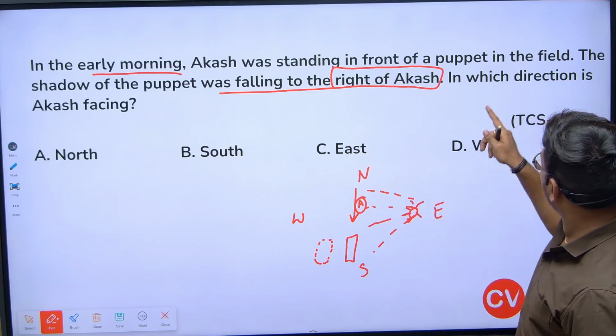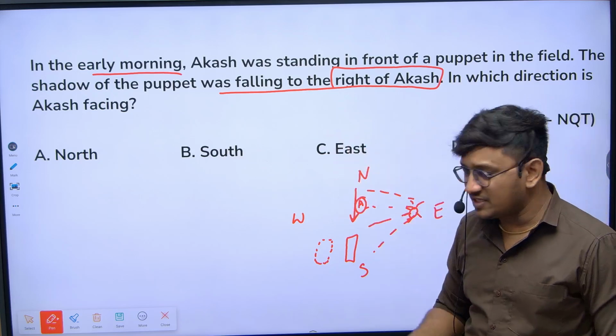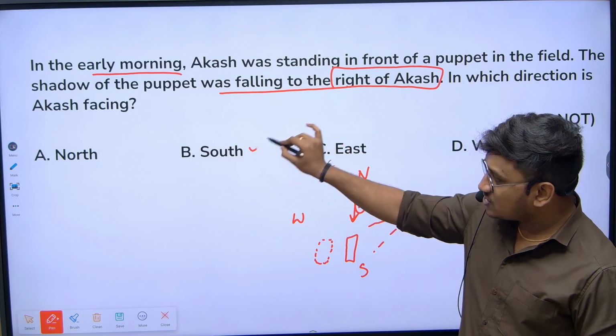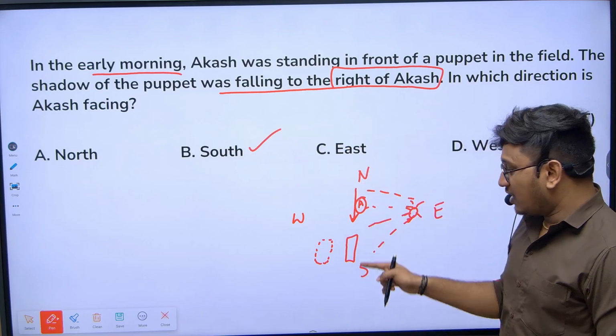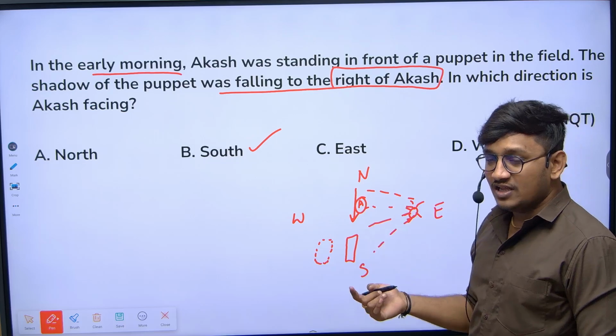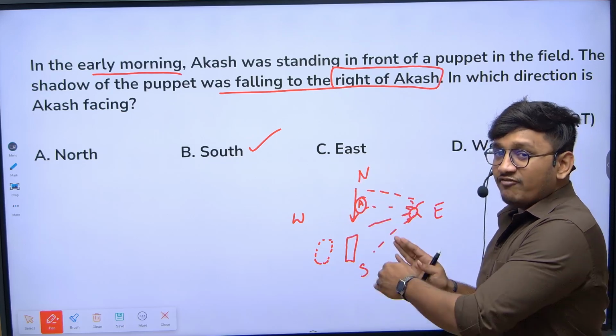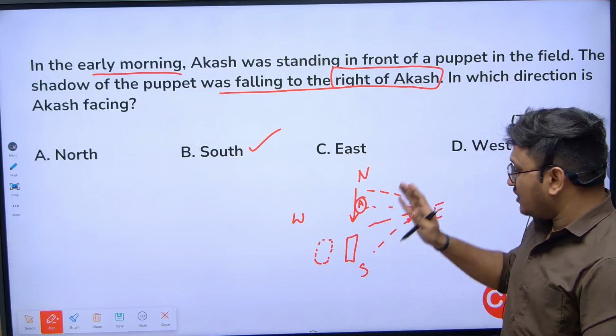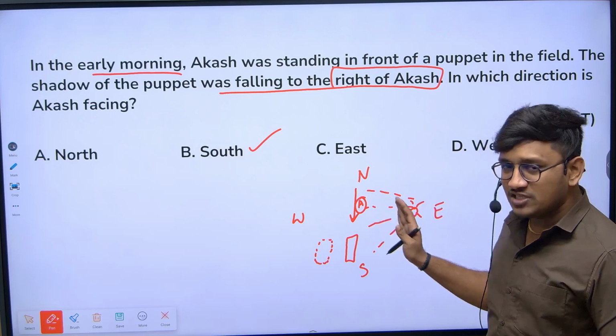Now what's the question actually? In which direction is Akash facing? The condition is clearly saying that Akash is facing towards south. If Akash is facing towards north, what happens? The shadow of the puppet falls on the left side of Akash. So this is the only condition you should understand. If it is in the morning, rays will fall from this particular side.